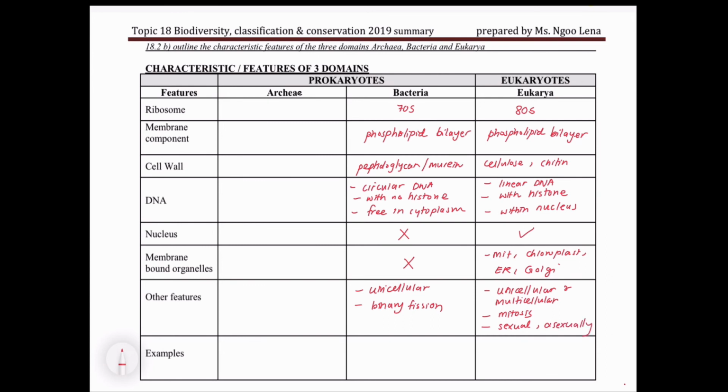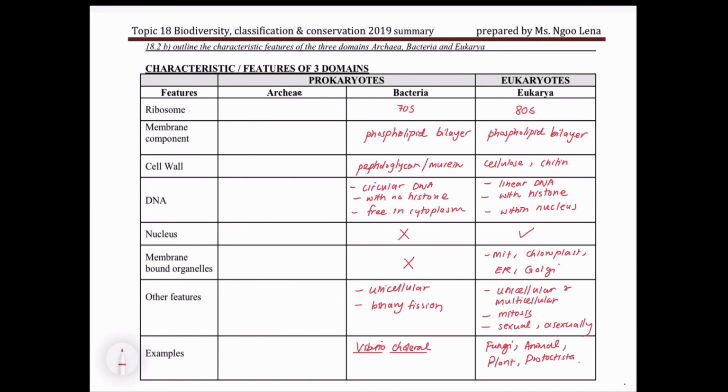Examples of bacteria will be something that we have learned in AS, Vibrio cholerae, and for eukaryotes will include the 4 kingdoms such as fungi, animal kingdom, plant kingdom, and protoctista.